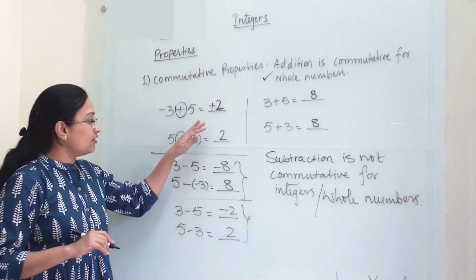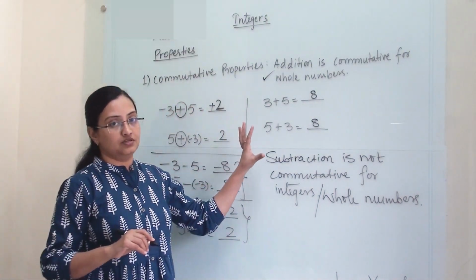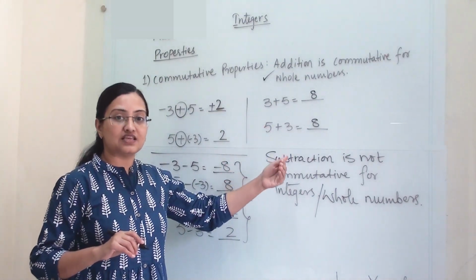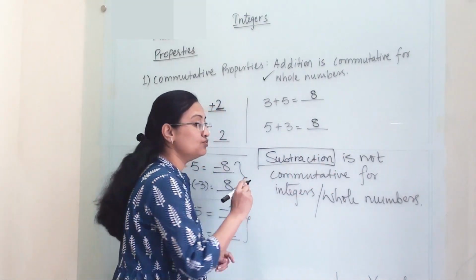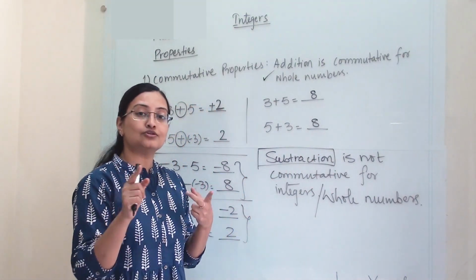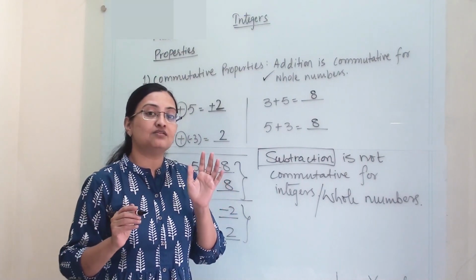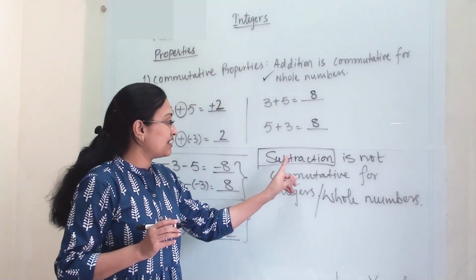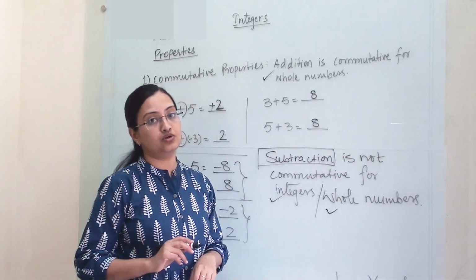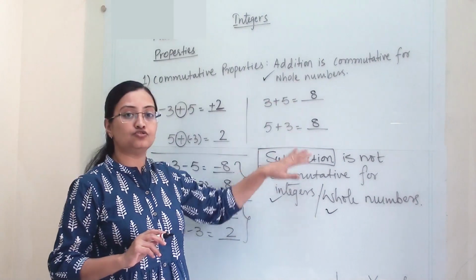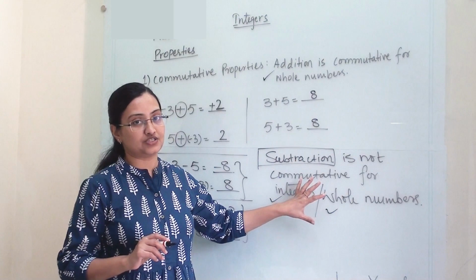So what is the meaning of this? When addition is there, you can change the order of the numbers and you will still get the same answer. But when subtraction is there, you cannot do so, for whole numbers or integers. If you change the order, your answer may vary. So subtraction is not commutative for integers as well as for whole numbers. This statement we need to remember. This may come in a fill in the blank or multiple choice question.